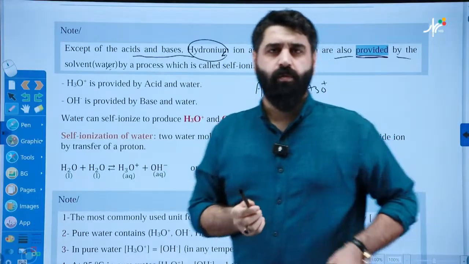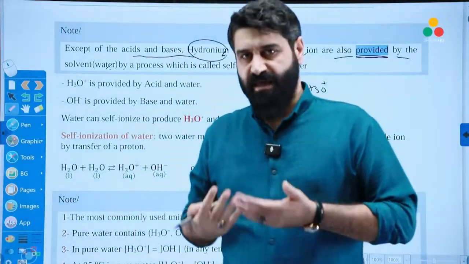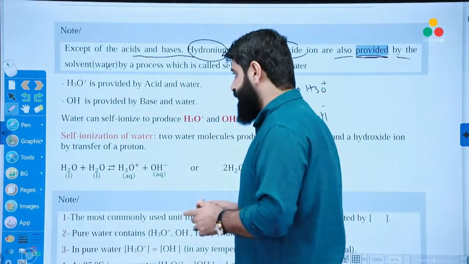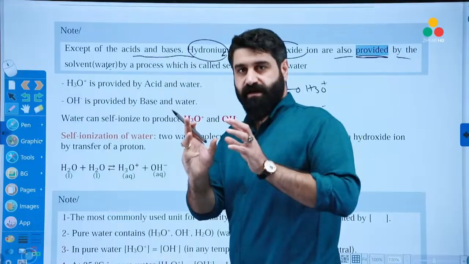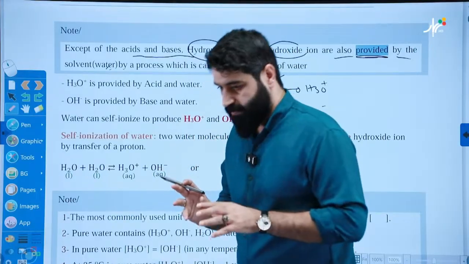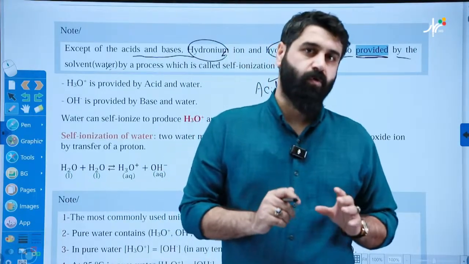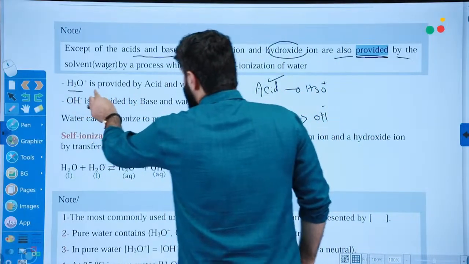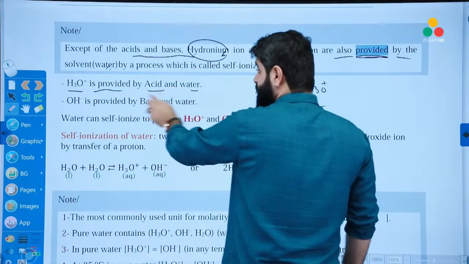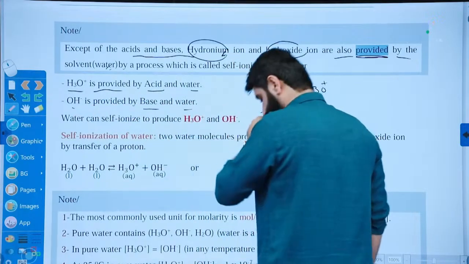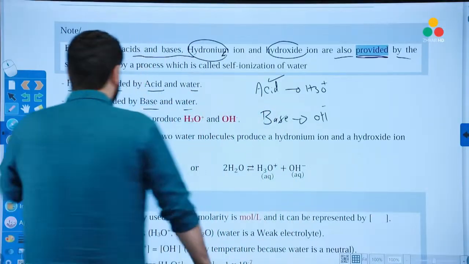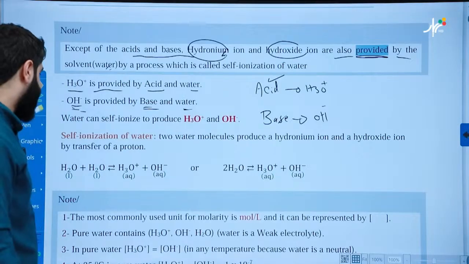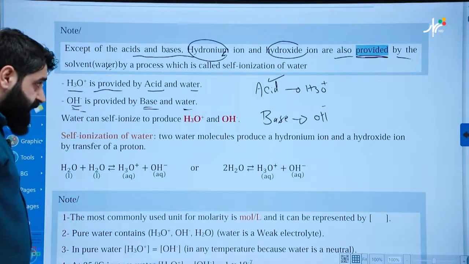Hopefully you remember, water is amphoteric. It can behave as both acid and base. Mainly it contains a proton and hydroxide ion. So by changing a small thing about it, we can get both ions, H3O and OH. So the point is, H3O is provided by acid and water. OH is provided by base and water. Good.